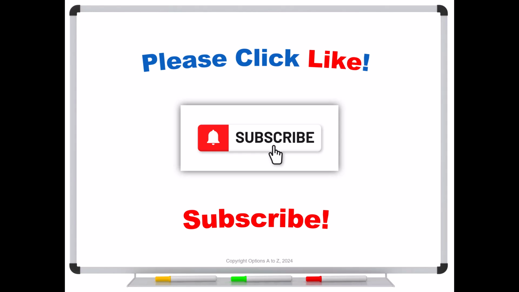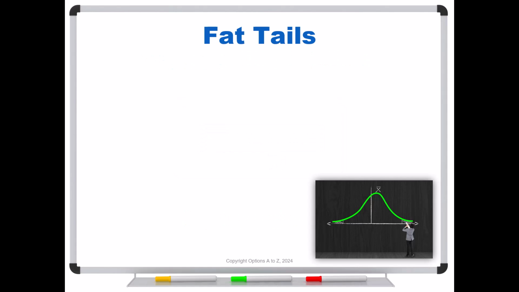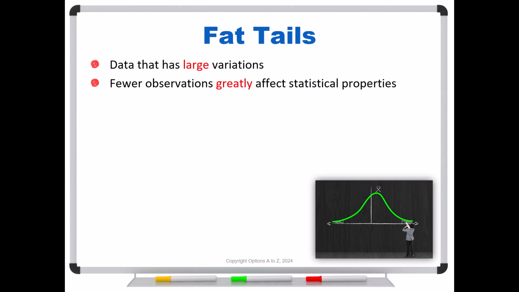So let's start off with an idea of stocks, and that is the idea of fat tails. And fat tails are really the reason for potentially selling off the tail or for buying the tail. Fat tails are also a reason you have to be really careful about selling naked options. So fat tails really apply to any type of data that has large variations. And what fat tails means is that you've got fewer observations that greatly affect the statistical properties, such as, let's say, the average and the standard deviation. It's just a handful of observations that are really carrying the bulk of the weight.